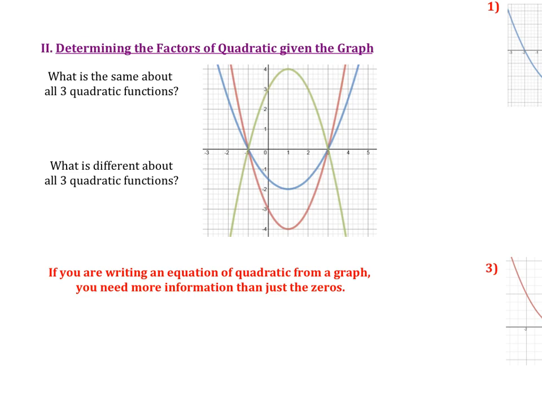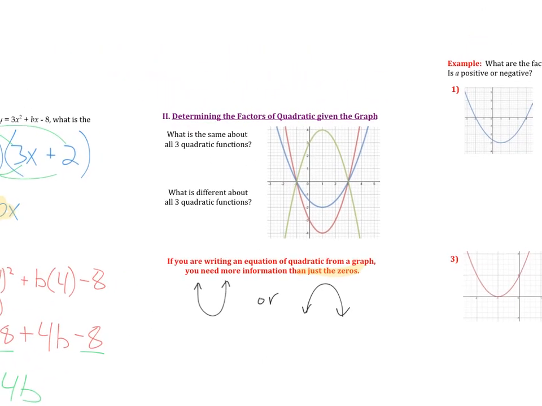What's different about all of these? Well, some of them have been stretched or compressed by different factors. You'll notice the red and blue ones, they're both opening upward, but the red one is much more vertically stretched out. And the green one's been flipped, so the green one's got a negative coefficient in front of the whole thing. So when we write these equations, we're really going to rely on the zeros. However, we also have to make sure that we're paying attention to, is this an upward or a downward opening parabola? And did it get stretched or not? So let's see.